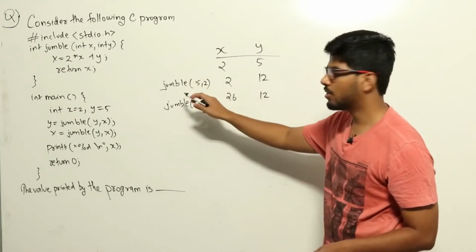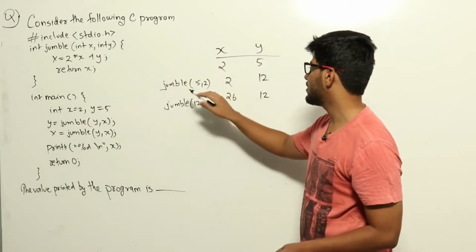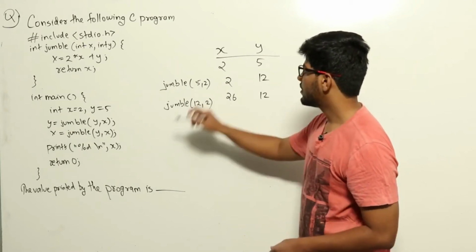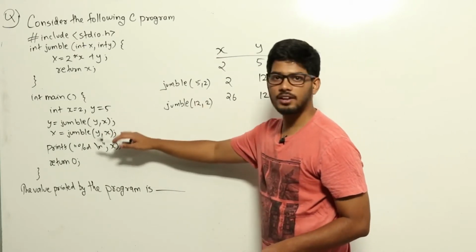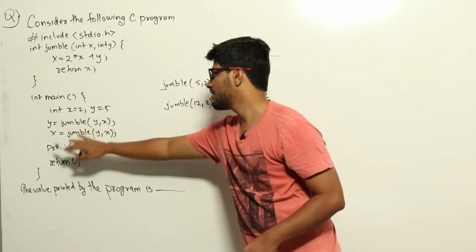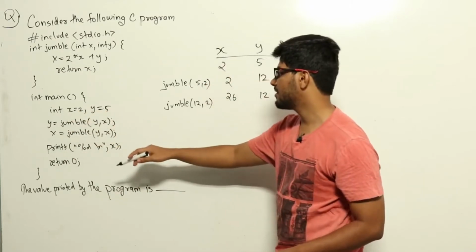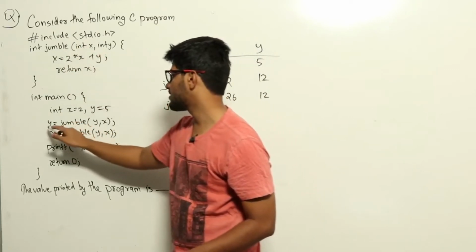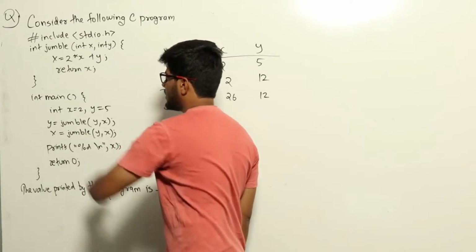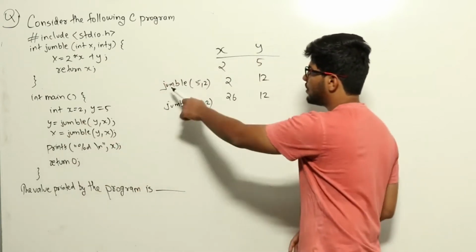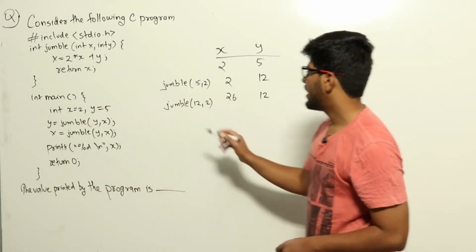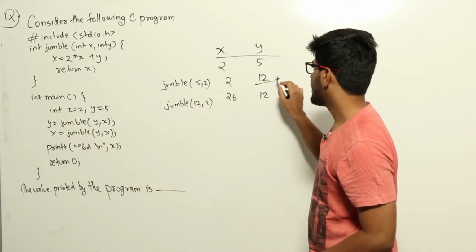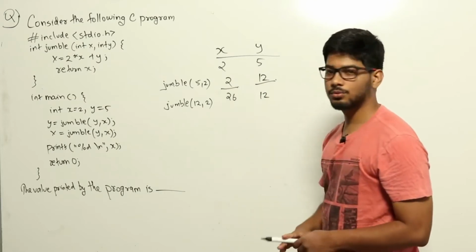Meaning if you are calling jumble of 5 comma 2, we are returning 5 into 2 plus 2, that is 10 plus 2 equal to 12. Now all of these calls are called by value, meaning whatever x and y we have here in the main function, that won't get affected inside this function, but whatever we are returning from this function, that is getting assigned to x and y. So in that way only x and y is changing here. So jumble of 5 comma 2 will be returning 12, and that is getting assigned to y, meaning y now becomes 12 and x will remain at 2.